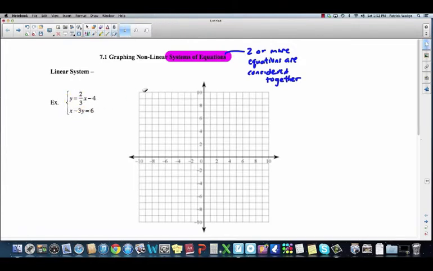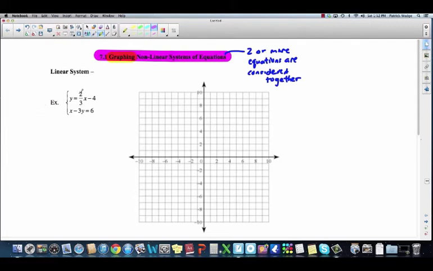We did it in 3 different ways of solving them. We solved by graphing, and that's what we're going to do today. We are going to do graphing. We're going to do graphing today, and other ways we solve systems of equations were substitution and also elimination, and we will work with substitution next day.